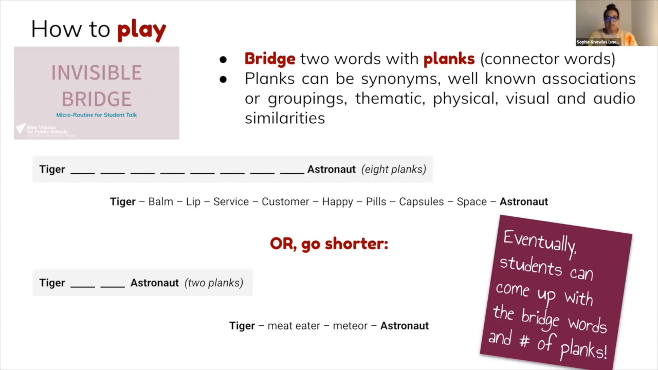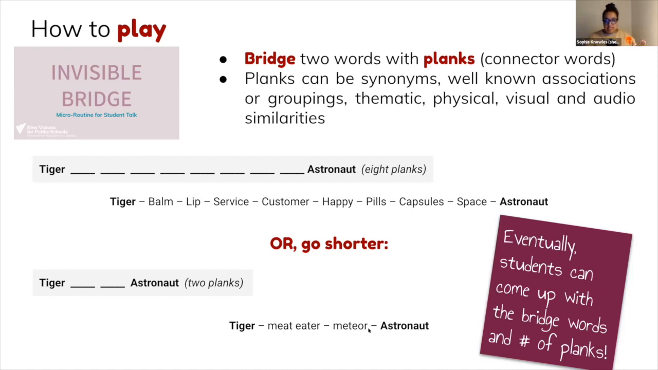But so the game Bridge, not the card game, but Bridge is played by getting two words and connecting them with planks. Planks are the connector words. For example, Caroline put tiger and astronaut here and then wanted to challenge somebody to come up with 8 planks or connectors between the word tiger and the word astronaut.